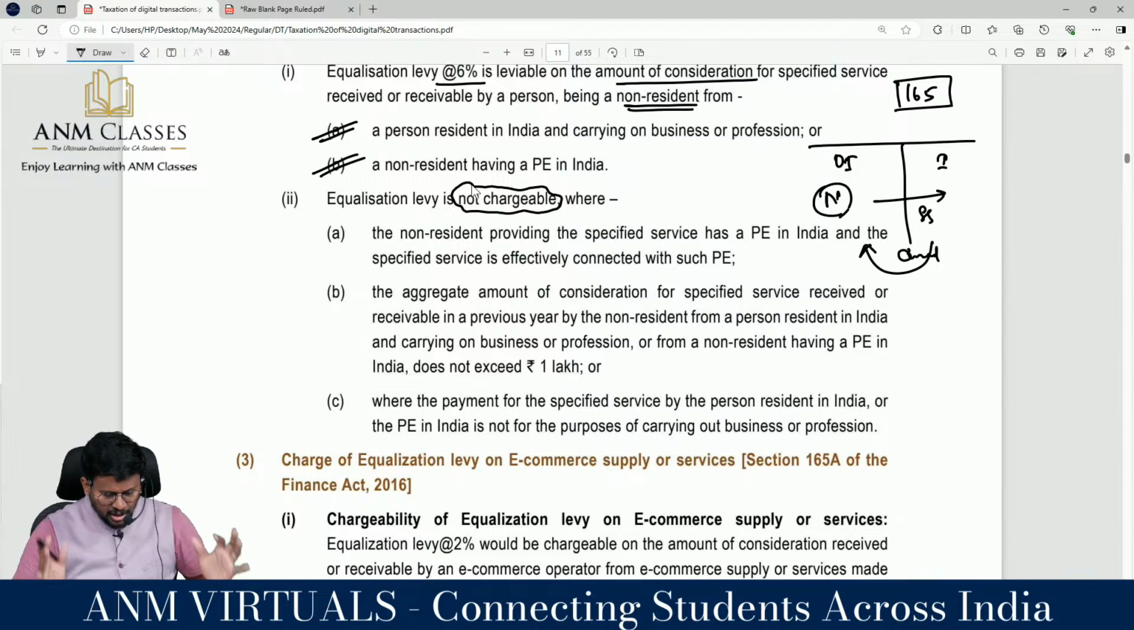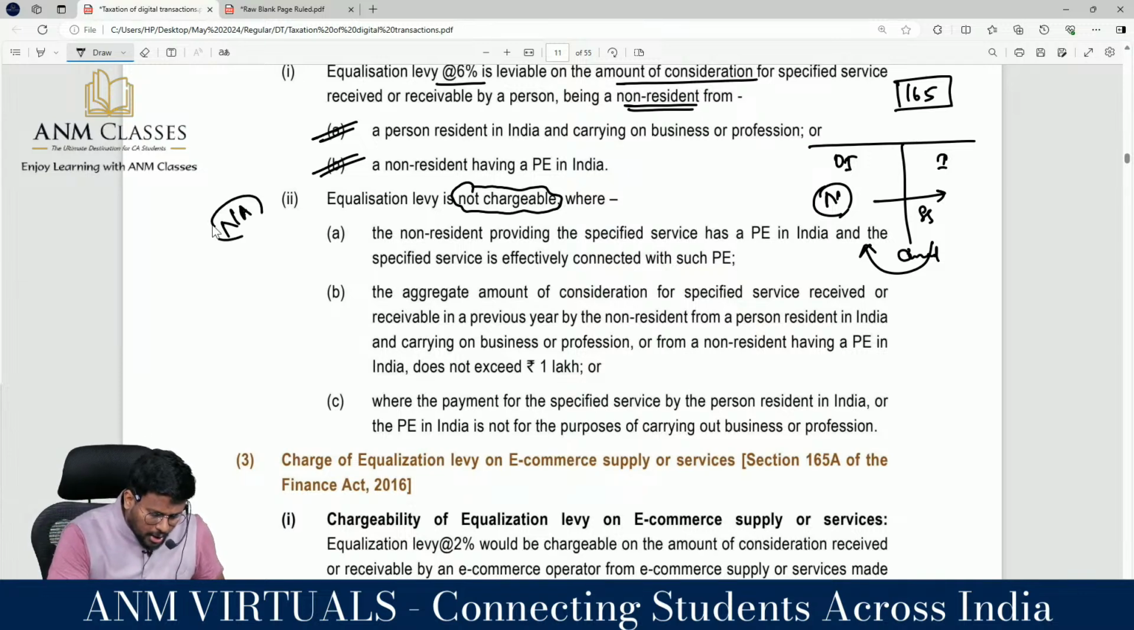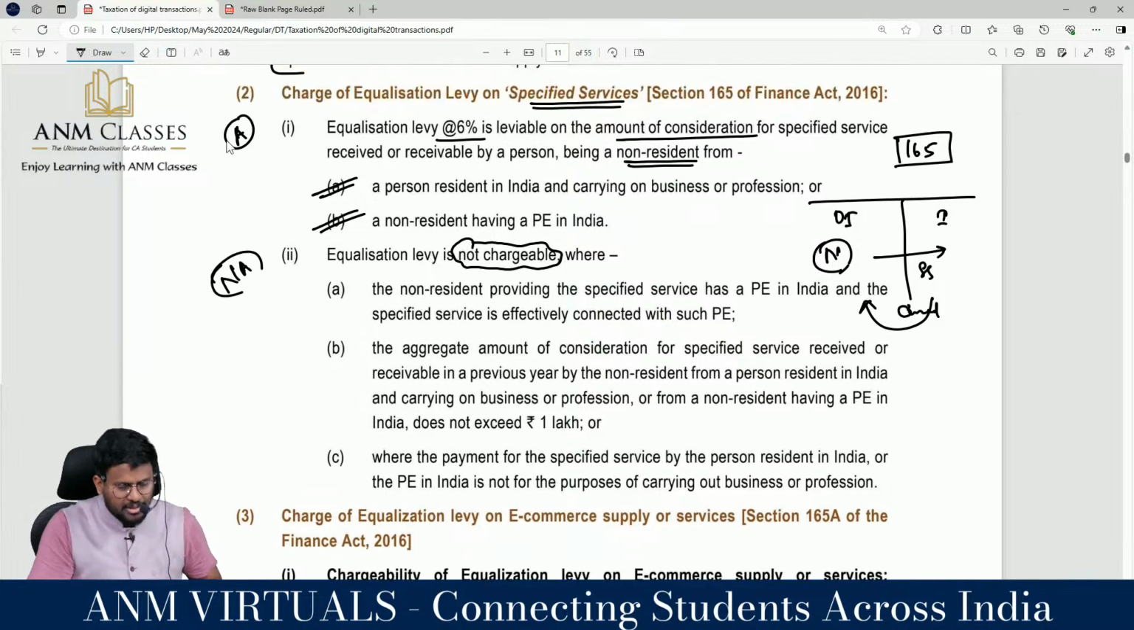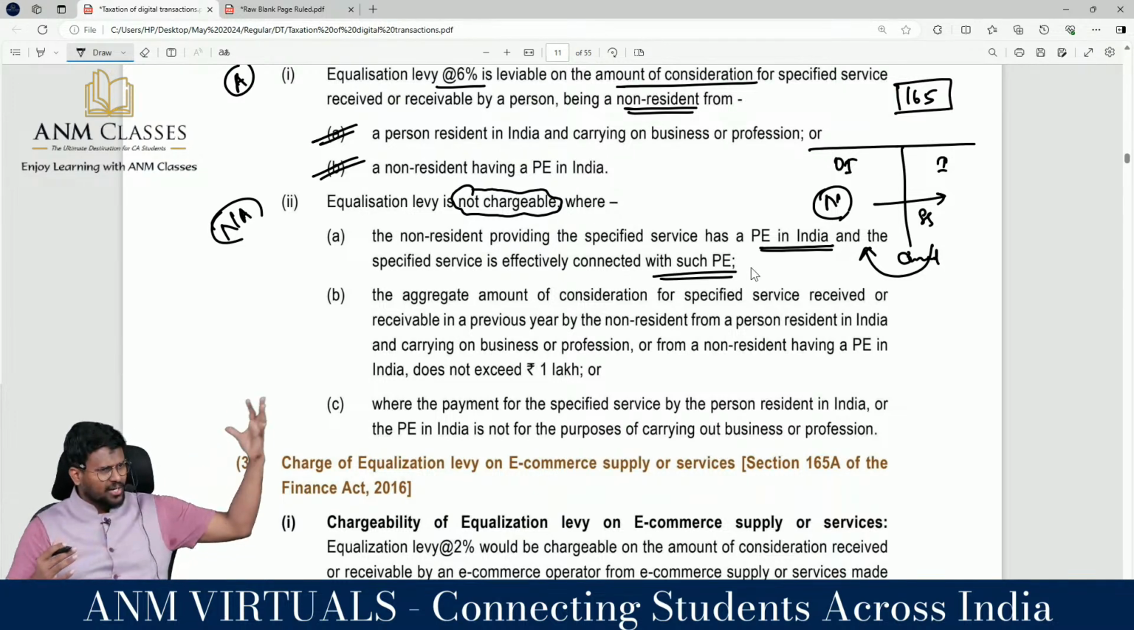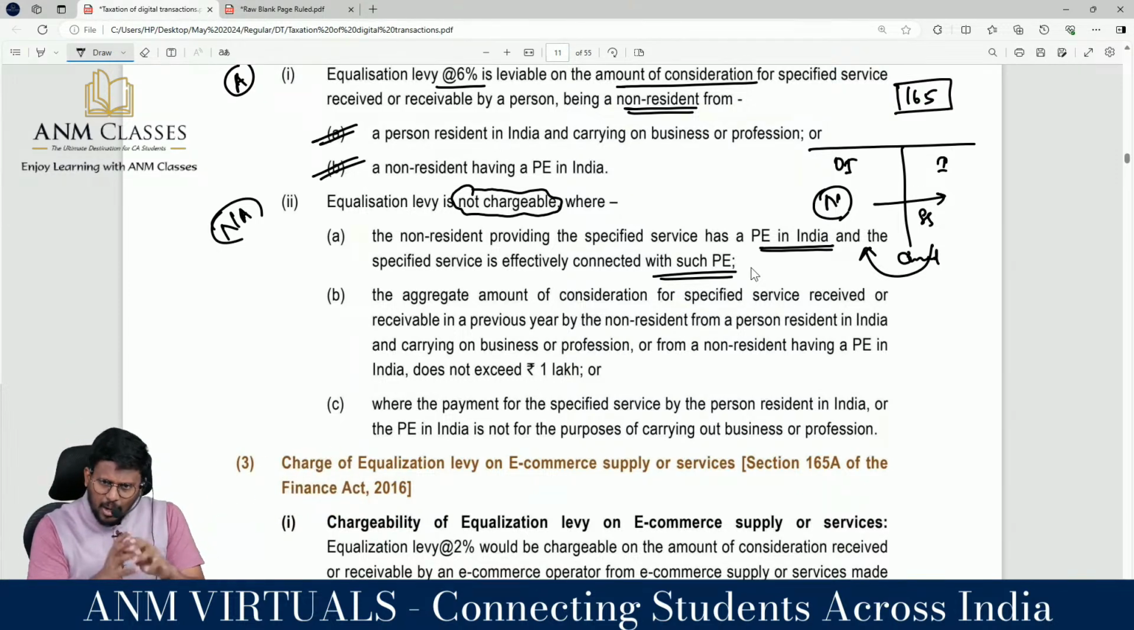That means till now we talked about the applicability of equalization levy. Now I am going to talk about the non-applicability of equalization levy. The non-resident providing the specified service has a permanent establishment in India and the specified service is effectively connected with such permanent establishment. So I am a non-resident situated outside India, and I have a permanent establishment in India. Through that permanent establishment only I have provided the specified services.